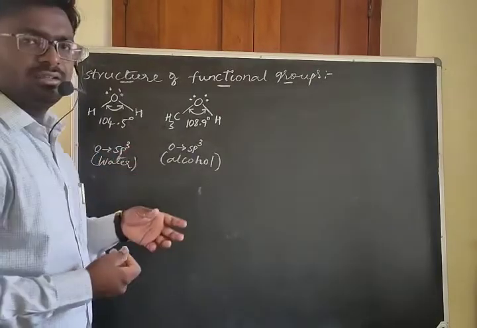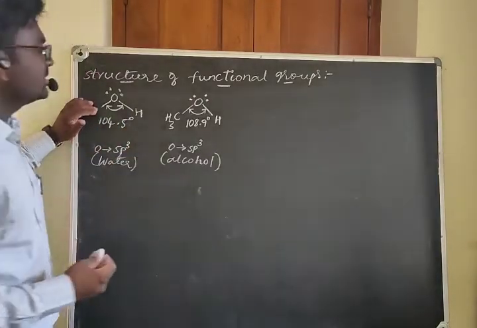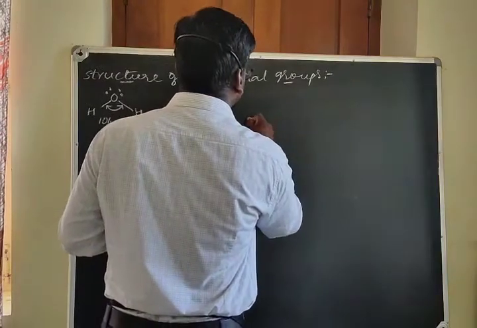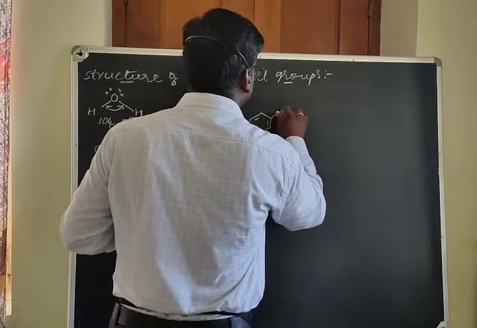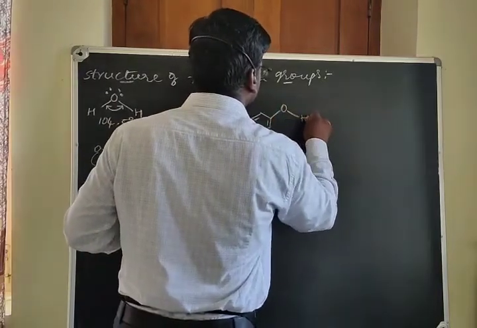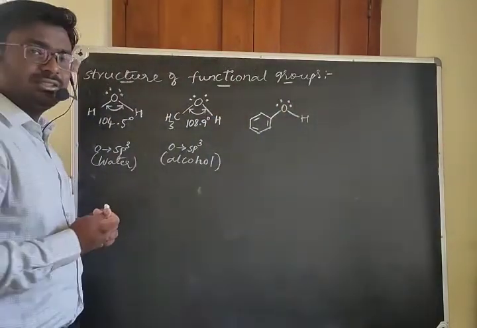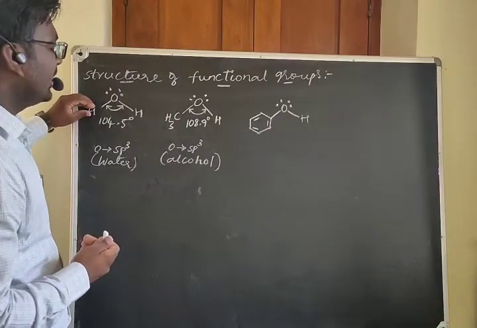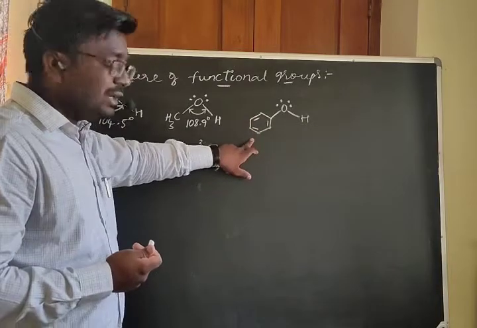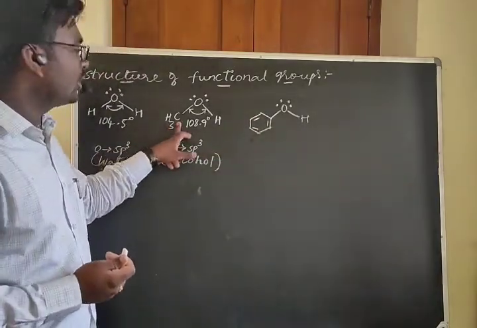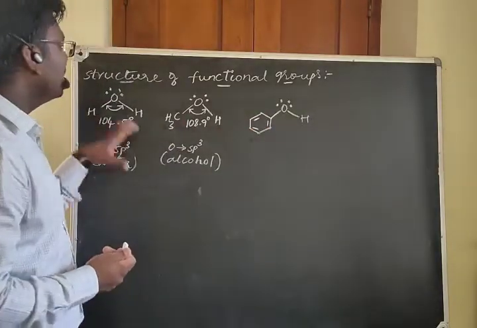Now come to another class of compound, that is phenol. Here you are going to replace this H with the benzene ring. Let us consider that. Take the benzene ring, OH. This oxygen has lone pairs of electrons. Now, what is the change? You are replacing the hydrogen with the benzene ring, and it is a bulky group. It is a bulkier group than the methyl, because here you have only one carbon atom, and here you have 6 carbon atoms. Then what will be the bond angle?